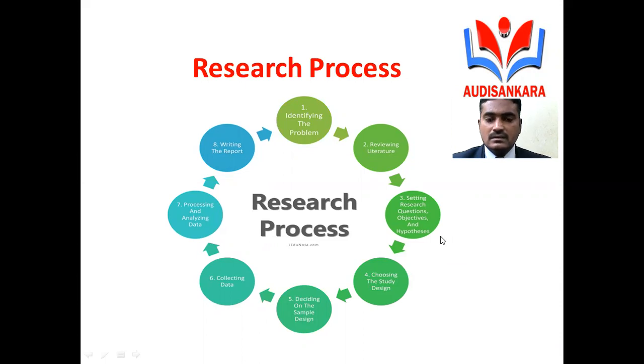In the middle, various segments come into the picture. The first one is identifying the problem area, and the second one is reviewing the literature related to the problem area. The third one is setting research questions, research objectives, and the hypothesis. The fourth one is choosing the study design, the research design, and the fifth one is deciding on the sample design. The sixth one is collecting data, which includes primary and secondary data sources. The seventh one is processing and analyzing the data, and the eighth one is writing the report.